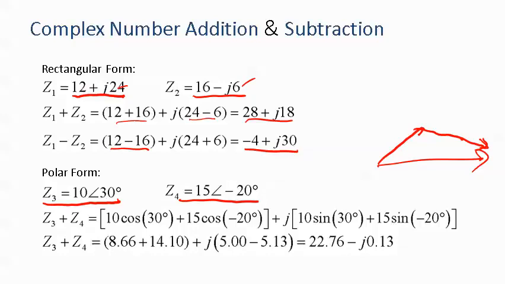Okay, so I've got to add the real parts and add the imaginary parts. So the real part of Z3 is magnitude 10 times the cosine of 30 degrees. Real part of Z4 is 15 times the cosine of minus 20 degrees. For the imaginaries, for Z3, the imaginary part is 10 times the sine of 30 degrees. And for Z4, the imaginary part is 15 times the sine of minus 20 degrees. Now, if we do the arithmetic here and add the reals, 8.66 and 14.1, I'm going to get 22.76. And for the imaginaries, I get 5 and minus 5.13, for an imaginary part of minus 0.13. Okay, so it can be done, but it would have been nicer to do it in rectangular form.